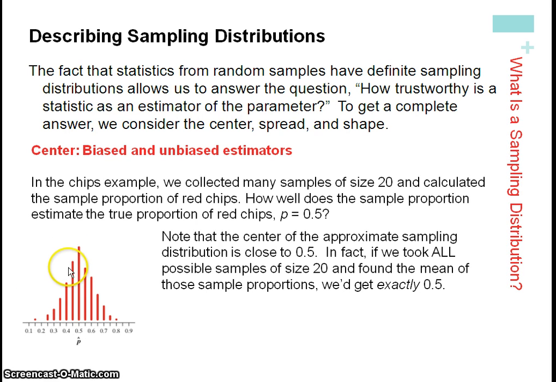Now, this is the sampling distribution of those red and blue chips. Notice that the center of that sampling distribution is 0.5. In fact, if we took all possible samples of size 20 and found the mean of those sample proportions, we'd get exactly 0.5. This is an example of an unbiased estimator. In an unbiased estimator, the center of the sampling distribution will always be the population parameter.